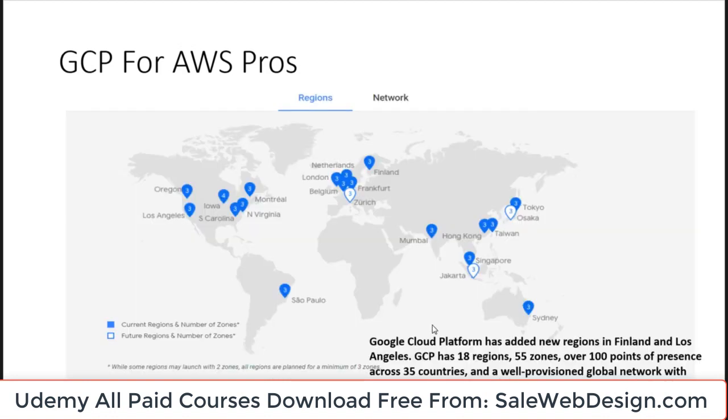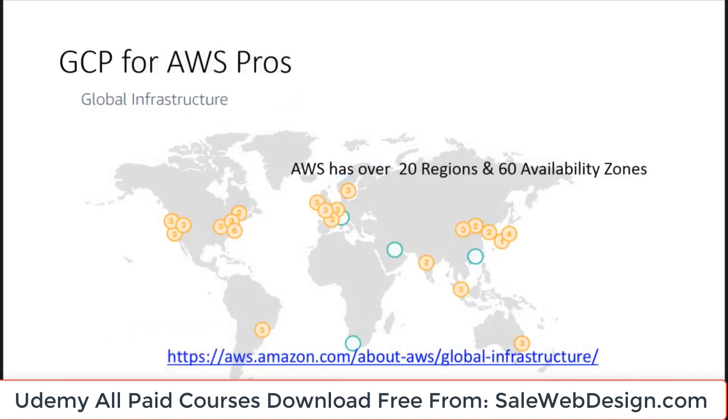Now, AWS as well has different regions and zones. Basically, Google has 18 plus regions, 55 zones, or actually more than that now, over 100 plus points of presence across 35 countries. And they have hundreds of thousands of miles of fiber optic cable going between the continents. And here's a comparison of AWS. They have 20 regions and 60 availability zones.